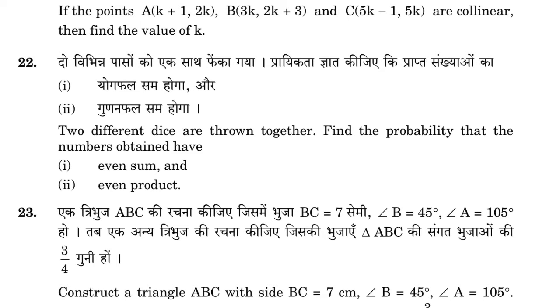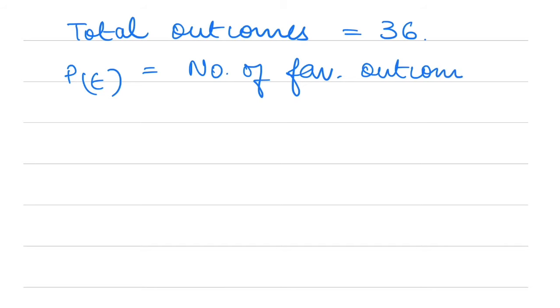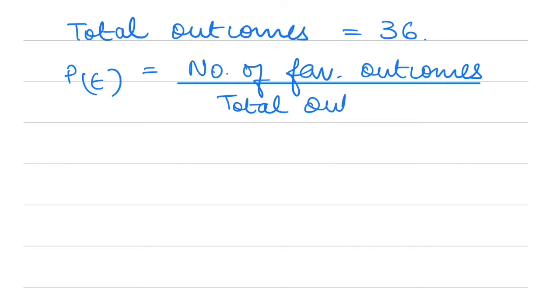Question number 22nd. In this question, we have two dice which are thrown together, then total outcome will be equal to 36. And formula for probability of an event is number of favorable outcomes by total outcomes. First part, even sum. The sum of the numbers should be even.